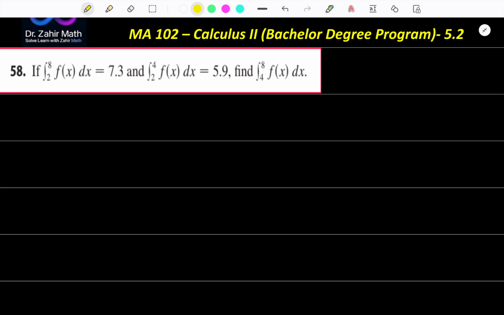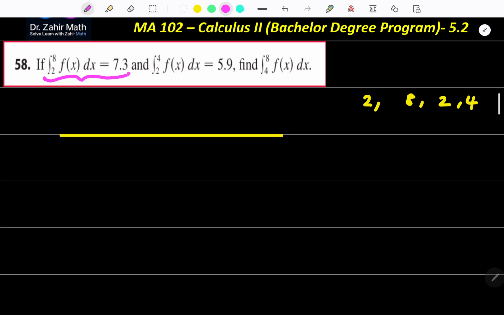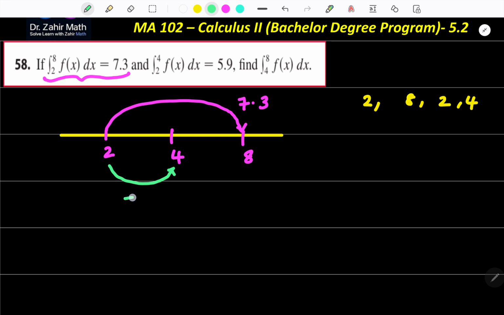So what is given? 8 to 2, 2 to 4. Look here. 2, 8, 2, 4. Right. So let's draw the sketch now. If the integral from 2 to 8 of f of x dx is 7.3, so let me put here 2, then 4, then 8. So 2 to 8 is the value which is 7.3. The next is 2 to 4. I'll use another color. So 2 to 4 is 5.9, which is given in the question.